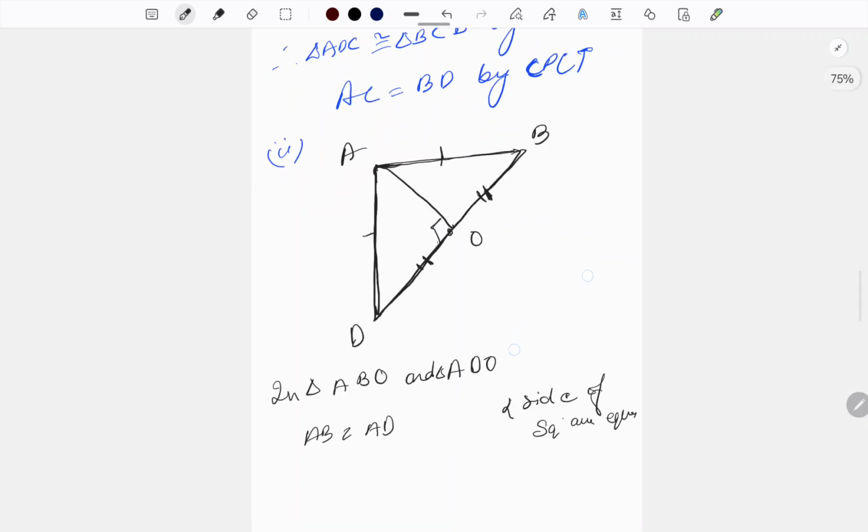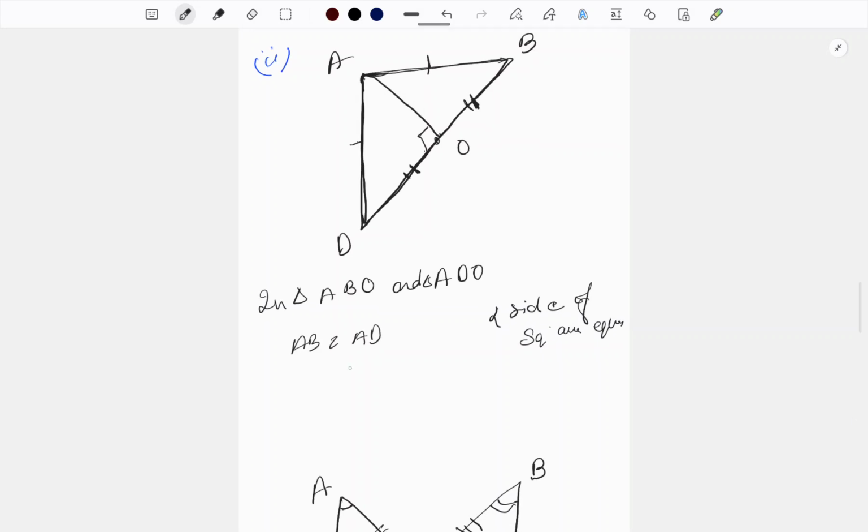So how are we going to prove it? Let us see. AB is equal to AD, we have written. Again from equation 1, DO is equal to BO, okay, and AO is common for both triangles, and therefore triangle ABO is congruent to triangle ADO, and therefore angle AOD is equal to angle AOB.